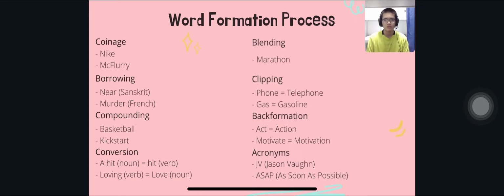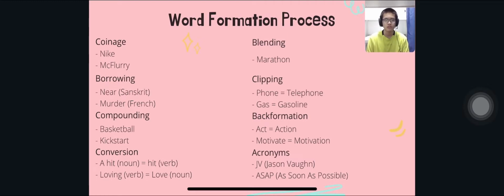And then I will be explaining borrowing. Borrowing is actually words that are borrowed from other languages. For example, we have words that are borrowed from Sanskrit and also French in the article. The word borrowed from Sanskrit is near, and the word borrowed from French is murder.